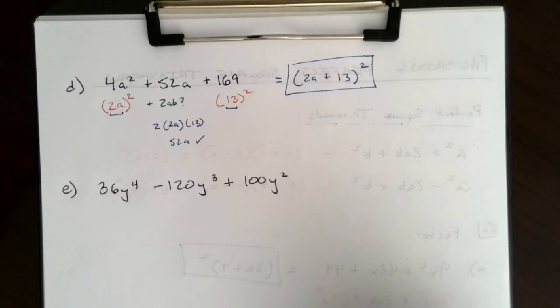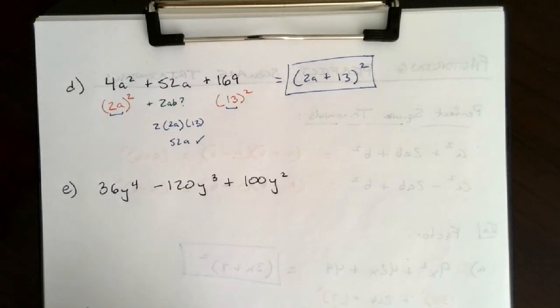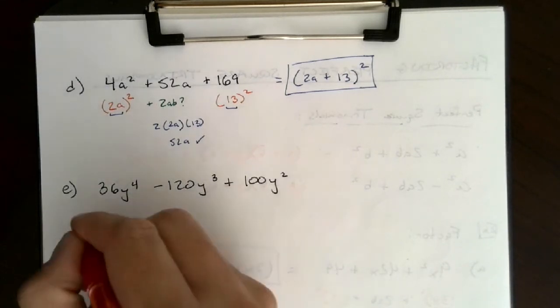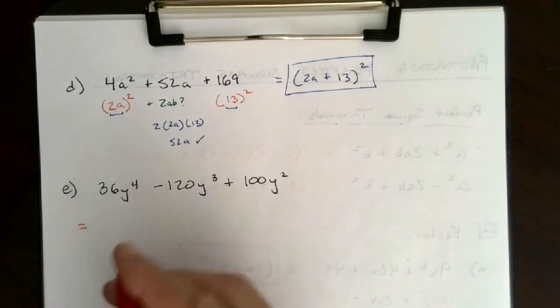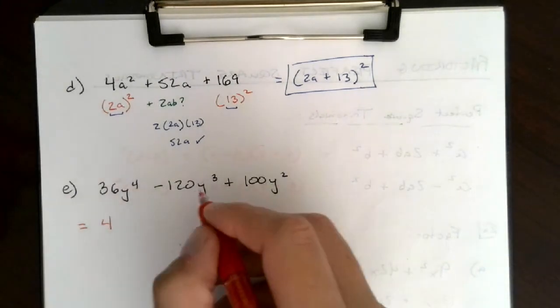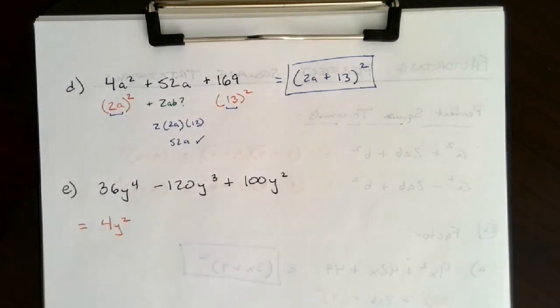Taking a look at this, is there a greatest common factor? Remember, that's your first question. In this case, yes, there is. Don't skip over that. Sometimes people do. In this case, there is a GCF. And the greatest common factor between 36, 120, and 100, they all have a common factor of 4. Y to the fourth, y to the third, and y squared all have a common factor of y squared. So 4y squared is our greatest common factor.